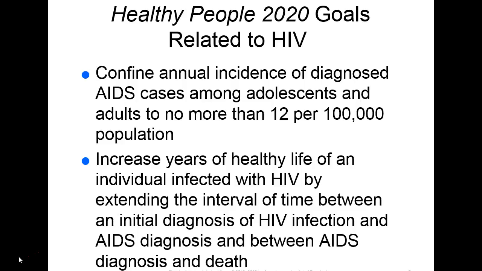Do not donate sperm, blood, plasma, or body organs or other body tissues. Inform all contacts with healthcare practitioners of their HIV status. Clean blood or other body fluids on household or other surfaces with freshly diluted household bleach, 1 part bleach to 10 parts water. Also, another goal is to increase the years of healthy life of an individual infected with HIV by extending the intervals of time between an initial diagnosis of HIV infection and AIDS diagnosis and between AIDS diagnosis and death.